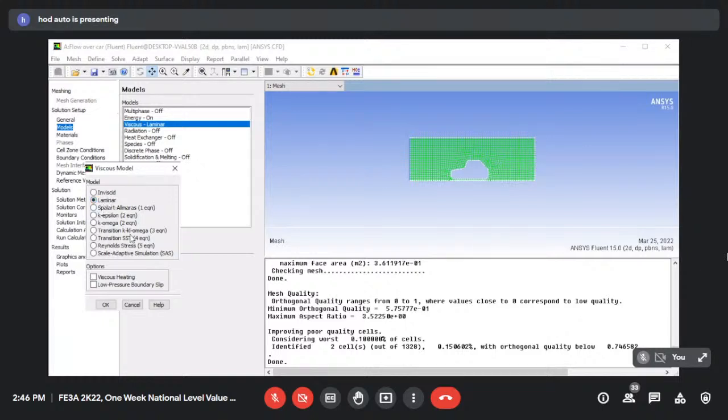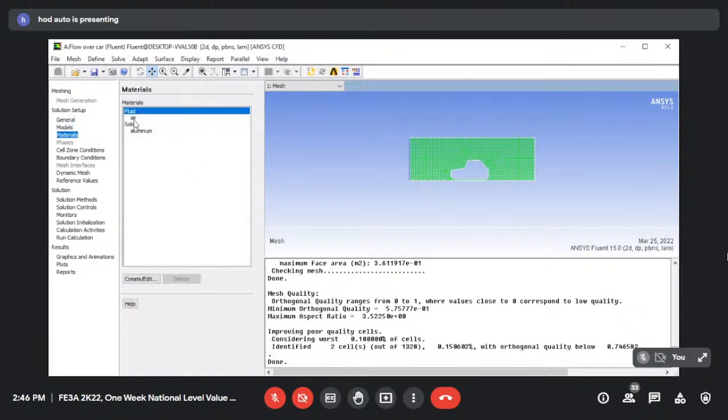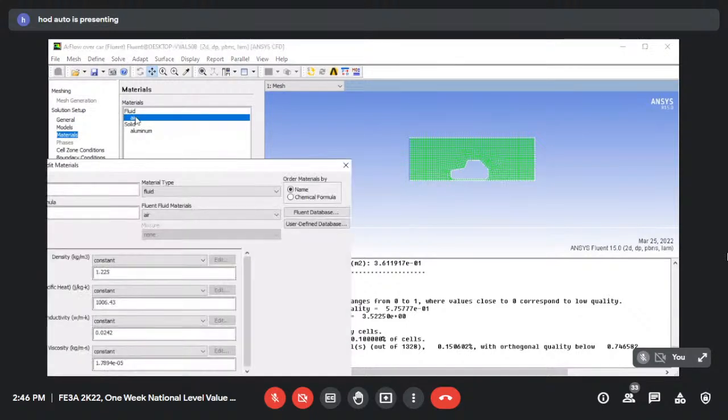I can go with various orders of turbulence. If you want to complicate physics, just move away from laminar to turbulent situations, you'll be knowing it. So what I'm doing, I'm going with laminar. That's all. I have enabled energy, I have enabled laminar fluid flows. And if you're looking at materials, yes, air. And properties of air are being given.